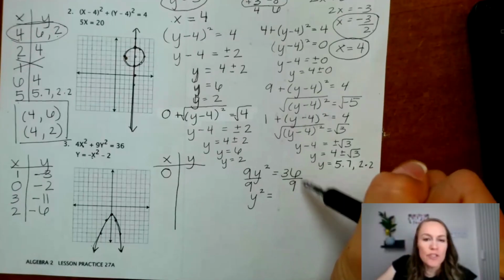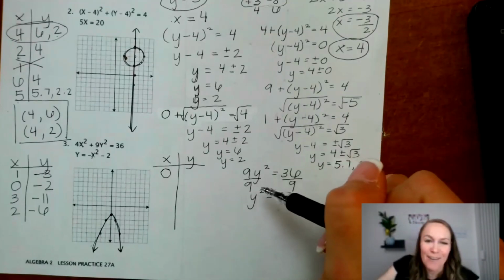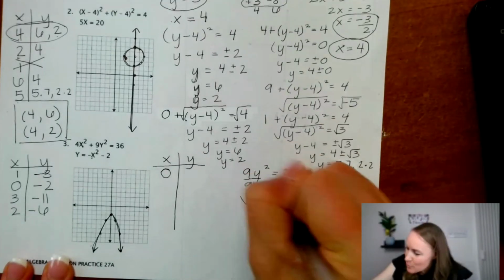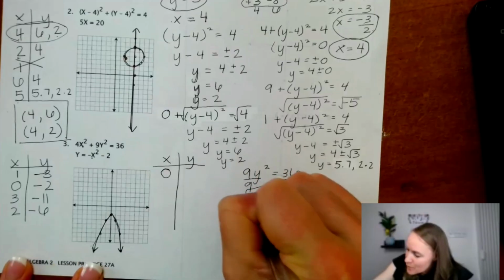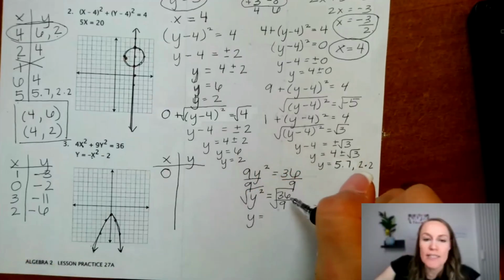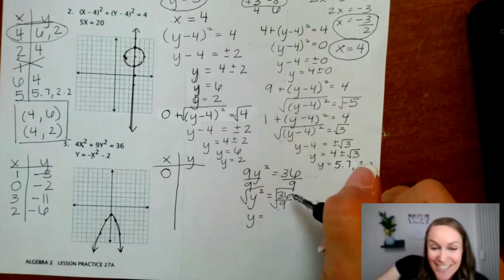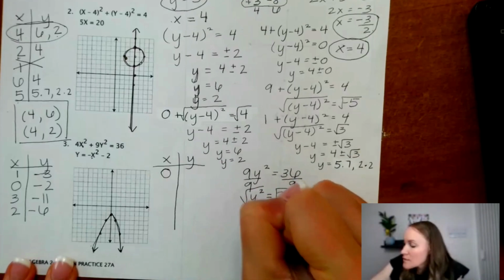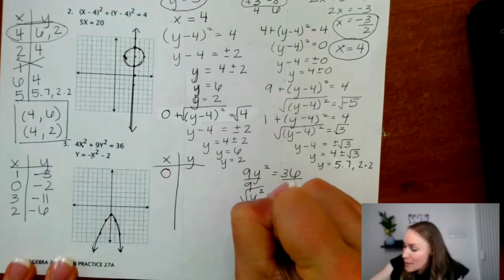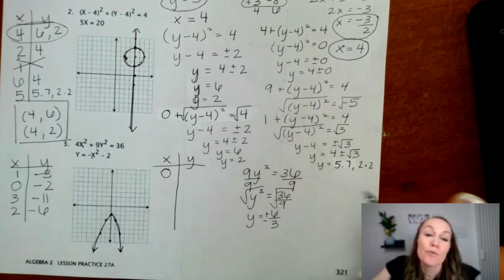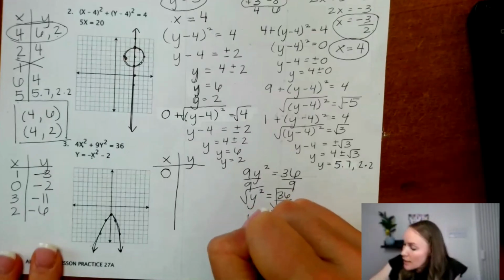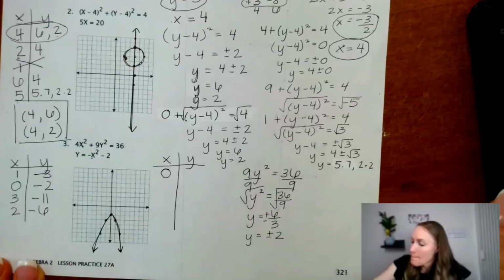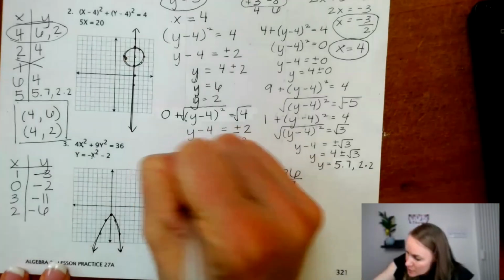And you know what? I'm not going to reduce that right now because I have y squared equals 36 over 9. I need to square root both sides. Y equals, so 36 square rooted is 6. 9 square rooted is 3. So that gives me 6 over 3 plus or minus, remember, 6 over 3 is 2. So y equals plus minus 2. Okay, so plus minus 2.